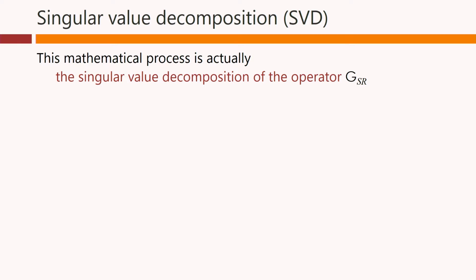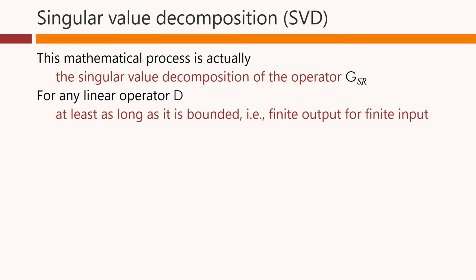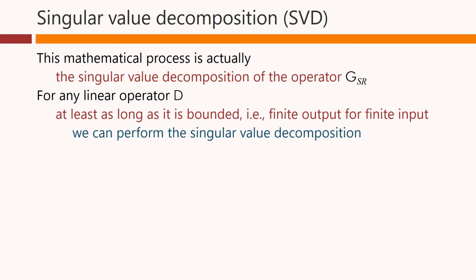This mathematical process is actually the singular value decomposition of the operator GSR. For any linear operator we can think of, D, which we may think of as a matrix for convenience, at least as long as it is bounded, that is, it has a finite output for a finite input, we can perform the singular value decomposition.